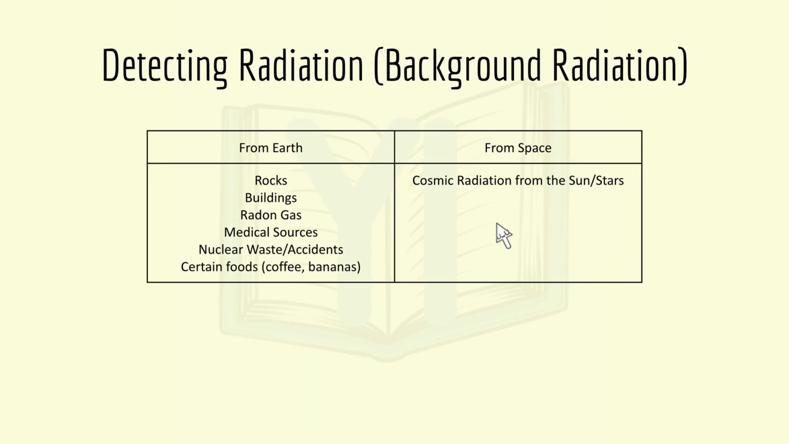So we'll move on now. We have detecting radiation, which is background radiation. From Earth, the sources of background radiation include rocks, buildings, radon gas, medical sources, nuclear waste or accidents, and certain foods like coffee and banana. Banana contains potassium, so it contains radiation, but you need to eat a lot of bananas to take in harmful radiation. So don't worry about eating, let's say, banana.